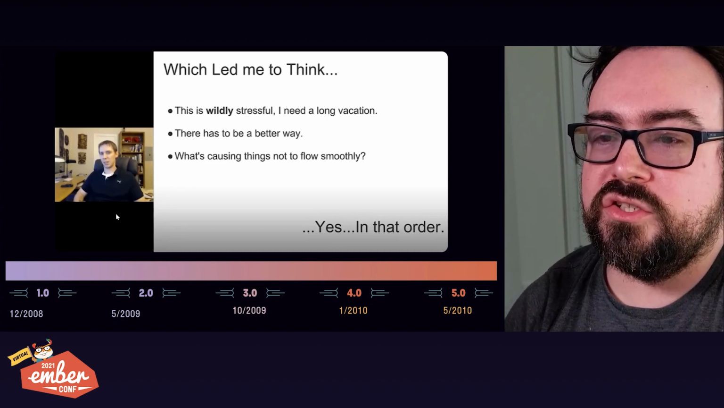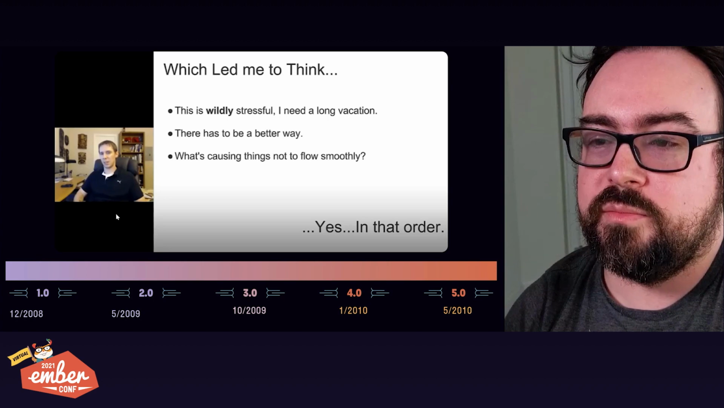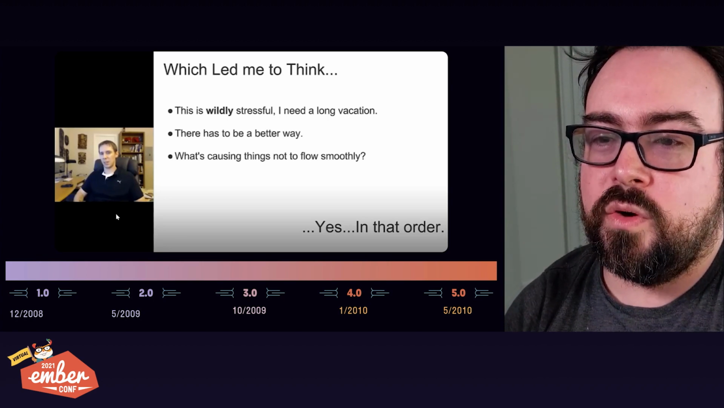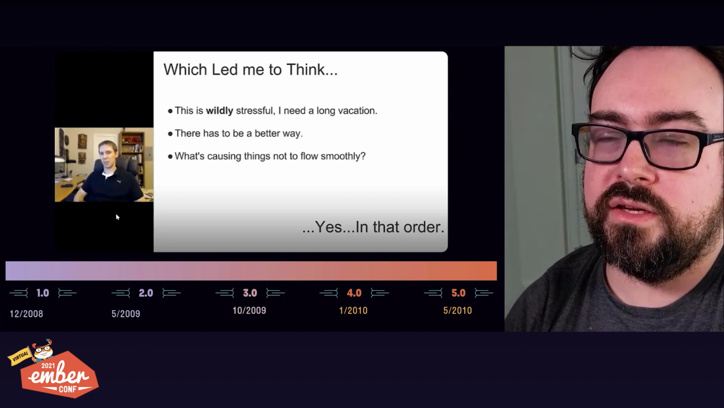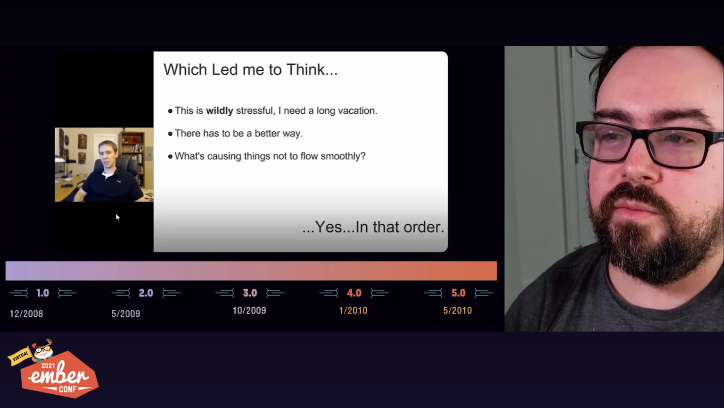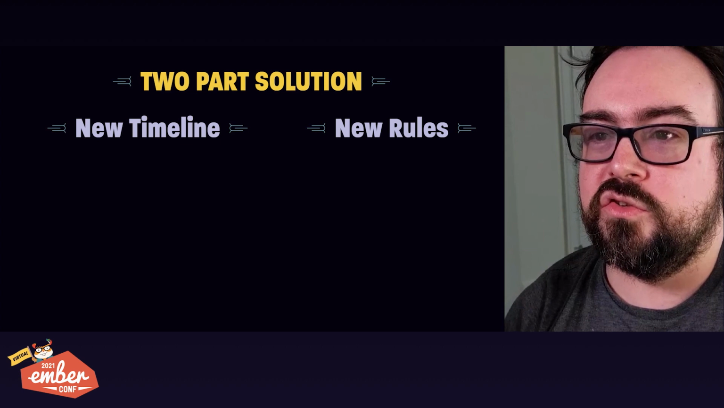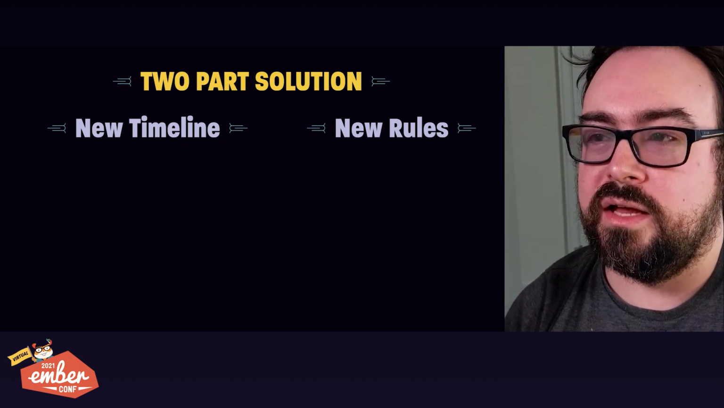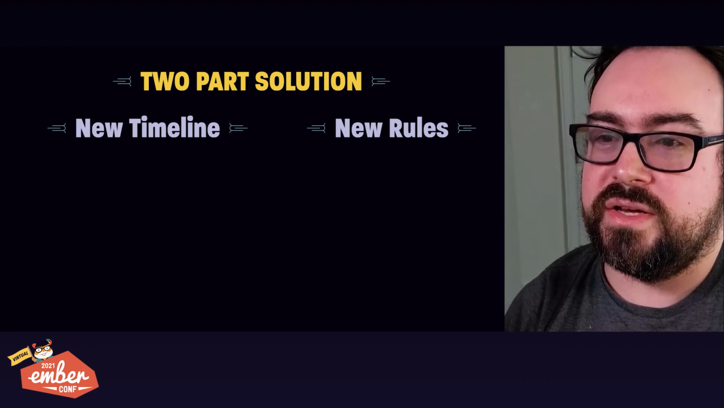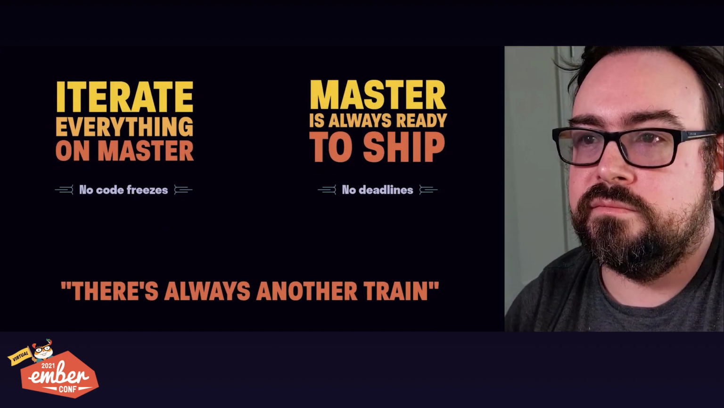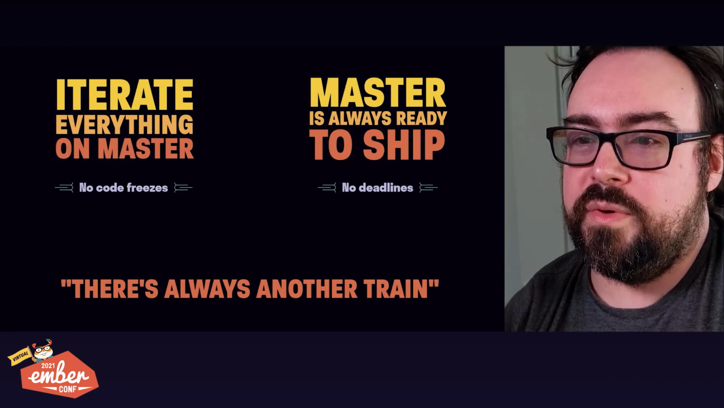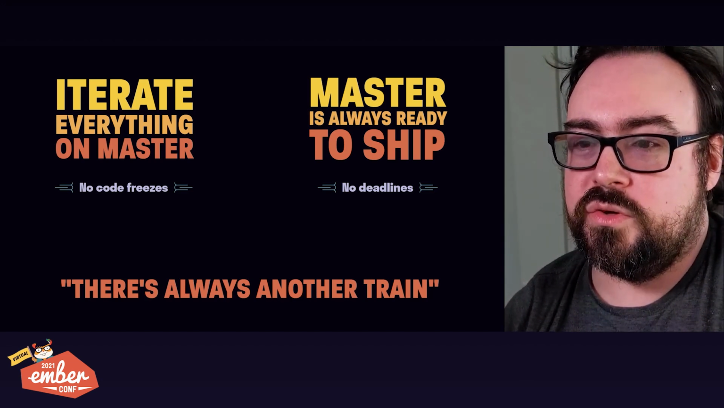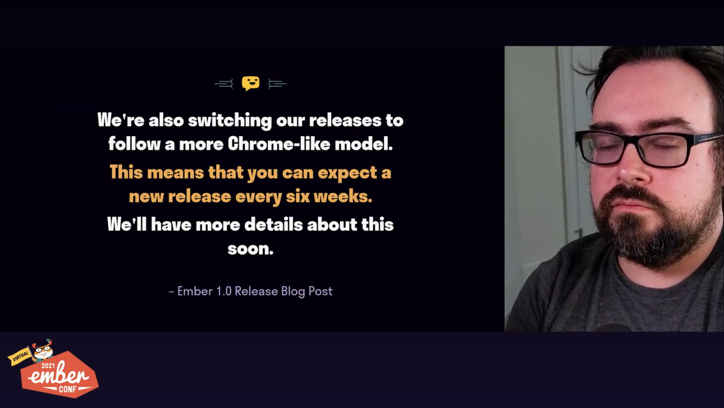There's a really good presentation by Anthony LaForge, who was Chrome's project manager at the time, that said basically that deadlines are bad. You don't want engineers to have to rush to avoid missing the train, and when that happens, releases get delayed anyway. And so they announced a two-part solution. It's not just about changing the timeline, although that matters a lot. Just going faster stresses people out, so you would need some new rules. So it comes down to two basic rules. Always iterate on the development branch, and always make sure the development branch is ready to ship.